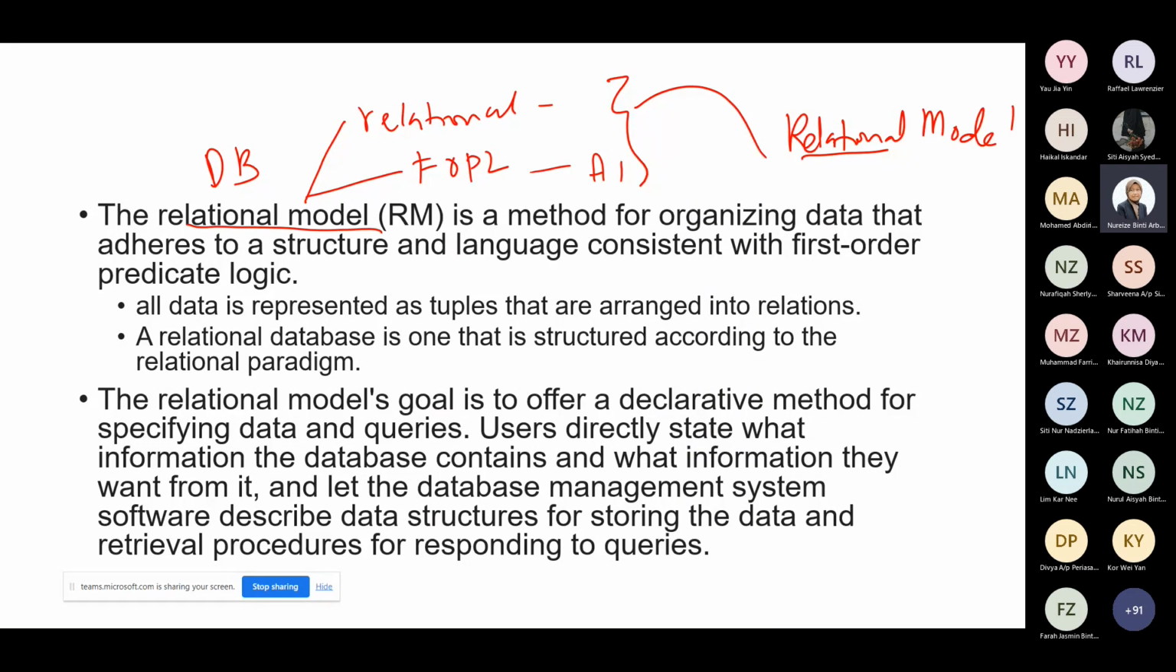The relational model's goal is to offer a declarative method for specifying data and queries. This is the aim. Users directly state what information the database contains and what information they want from it, and let the DBMS describe data structures for storing the data and the procedures for retrieving it and responding to the queries.